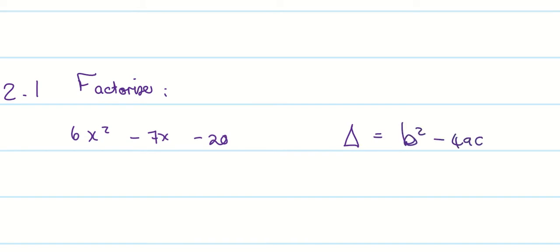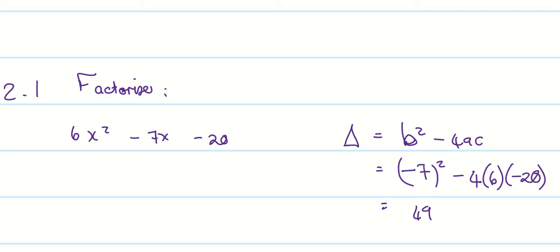My formula or my equation is already written in decreasing order of x. So I'm just going to substitute my values. So that is negative 7 squared minus 4, and a's value is 6 and c's value is negative 20. Okay, so now I substitute.